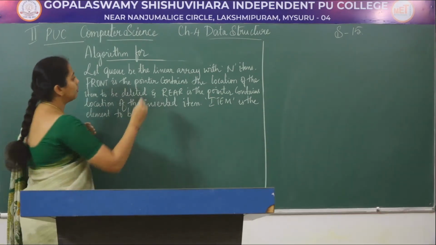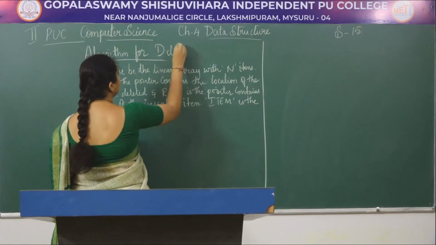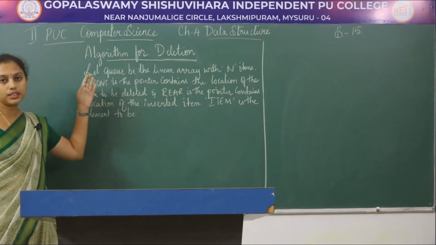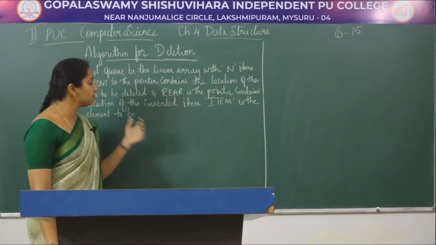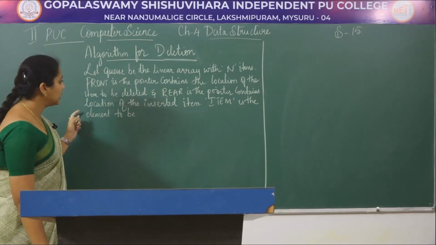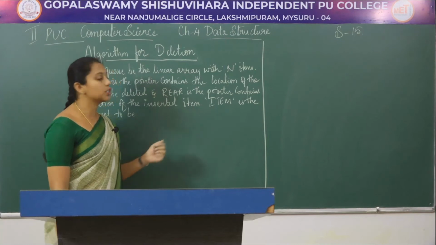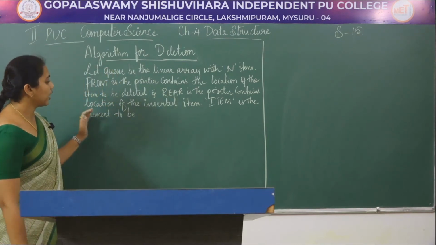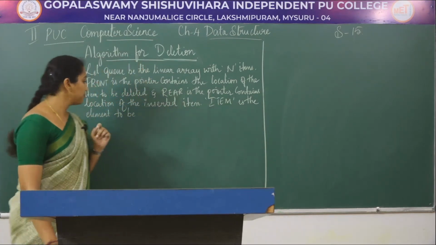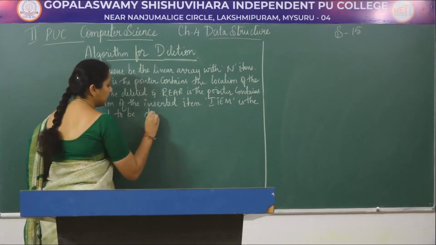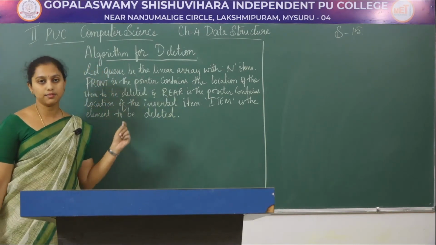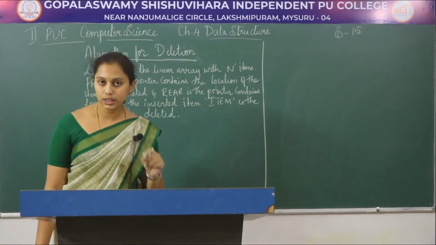The algorithm for deletion of an item from the queue. So here let Q be the linear array with n items, and front is a pointer which contains the location of the item to be deleted, and rear is the pointer which contains the location of the inserted item. So here item is the element to be deleted. So this algorithm deletes an item from the front end of the queue.